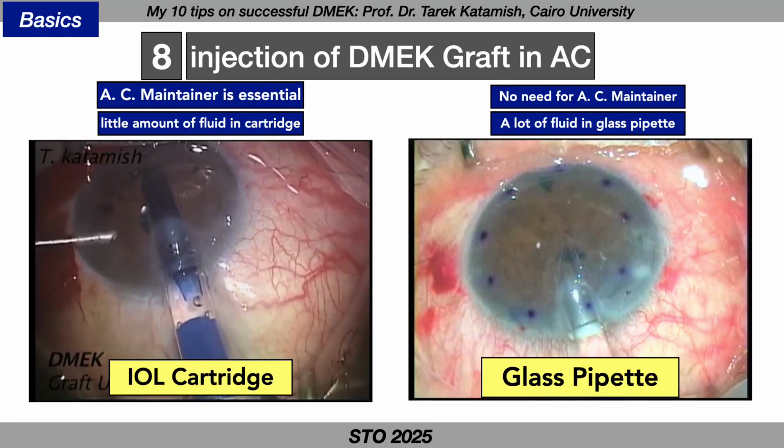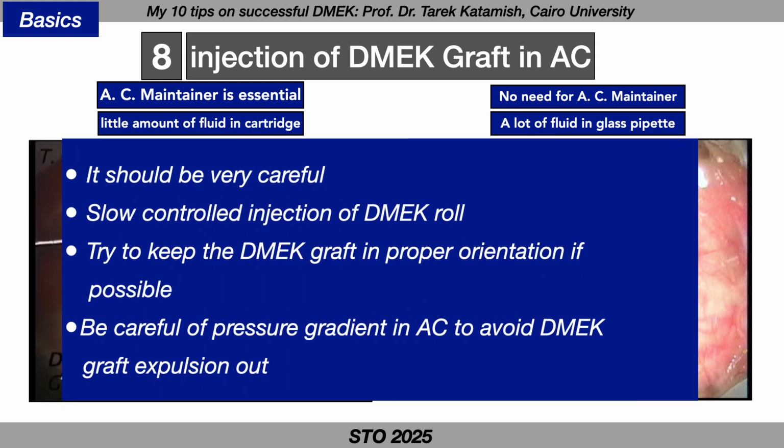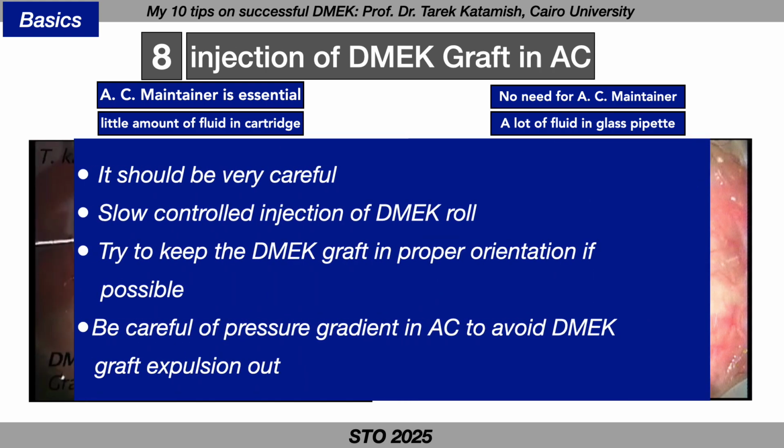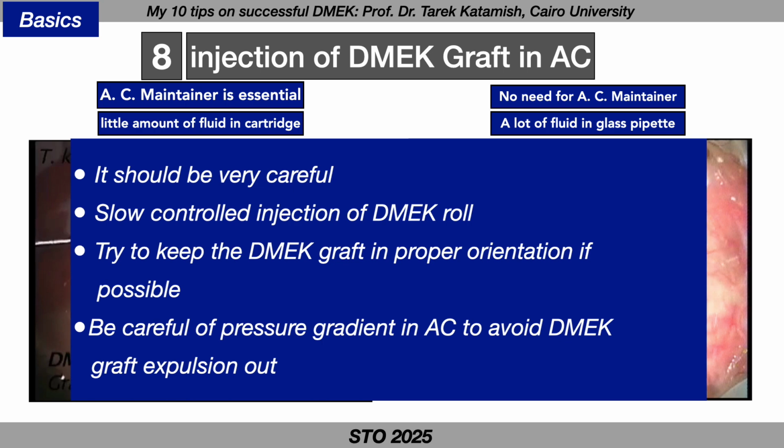Tip number 8, injection of the DMEK graft in the anterior chamber. It should be very careful. It should be slow, controlled injection of the DMEK roll. Try to keep the DMEK graft in the proper orientation if possible. Be careful of pressure gradient in the anterior chamber to avoid DMEK graft expulsion.